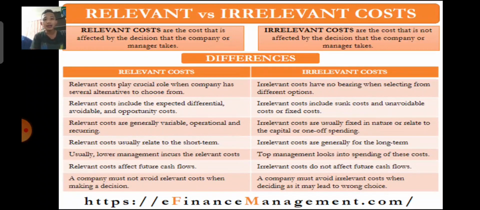A company must not avoid relevant costs when making a decision. How about the irrelevant costs? A company must avoid irrelevant costs when deciding. It may lead to a wrong choice, so it has to be considered.